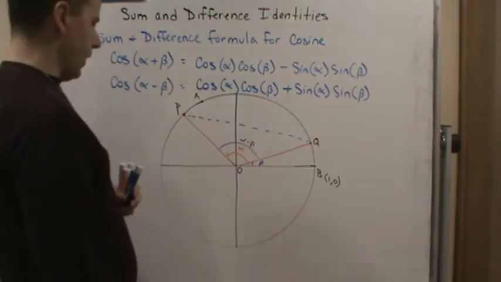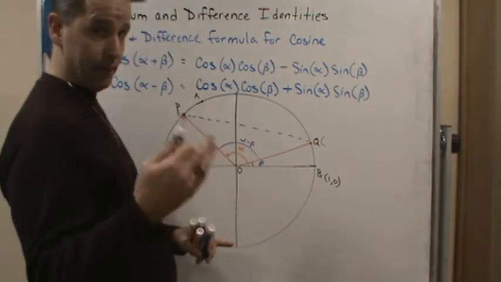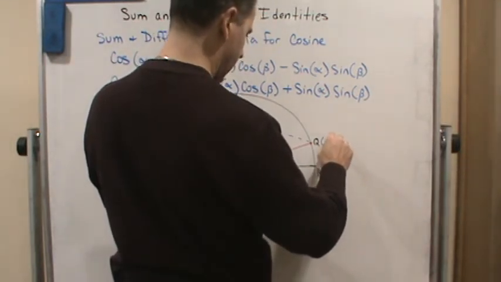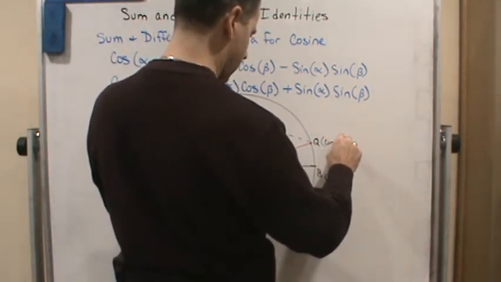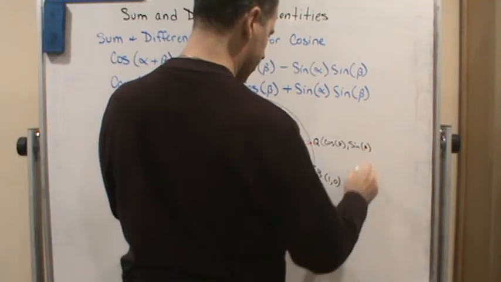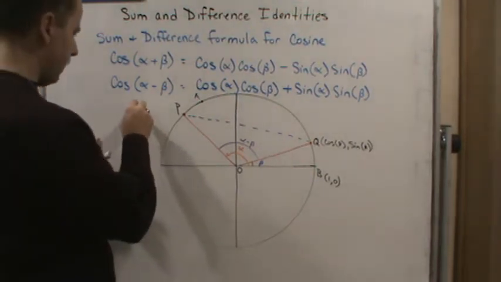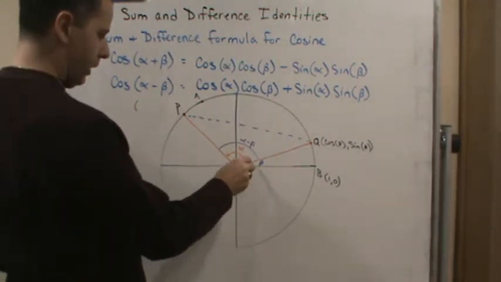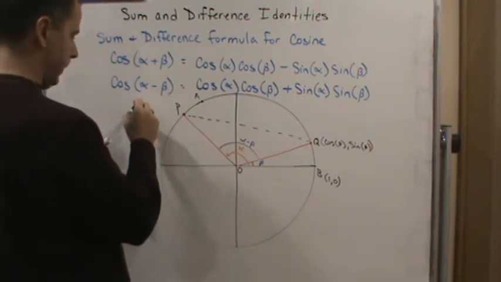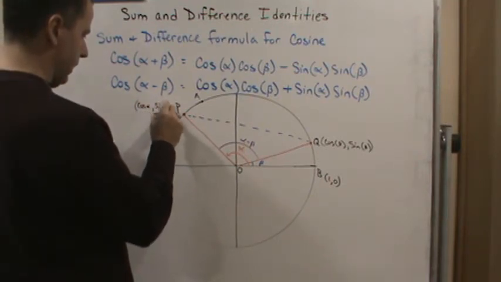Now notice Q, by the way, I'm going to use the trig identities for x and y. So Q is going to be cosine beta, comma, sine beta. And then P is cosine alpha, comma, sine alpha.